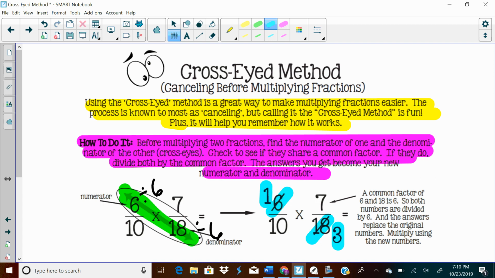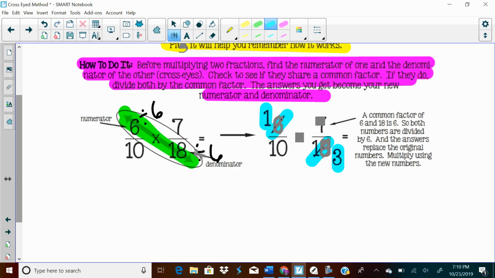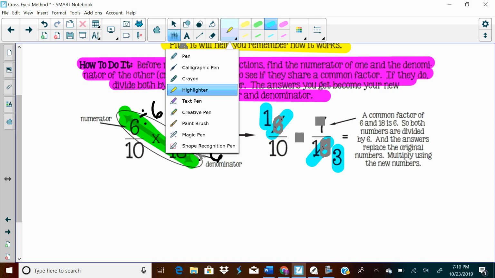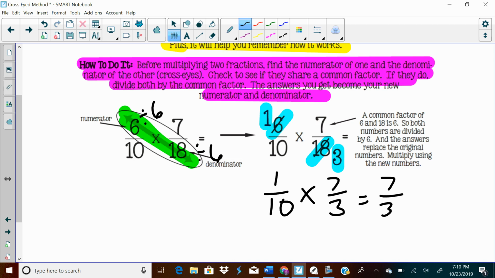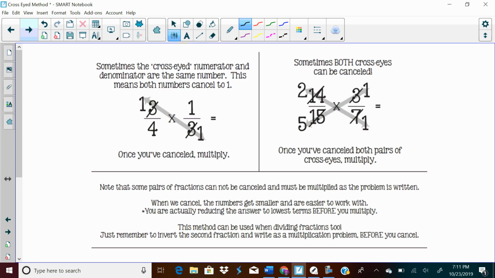So now I have two new fractions, basically. I basically have 1/10 times 7/3. So then when I multiply straight across, I get 7/30, and I'm done. I don't have to simplify. So it simplifies my fraction before I even start to multiply.